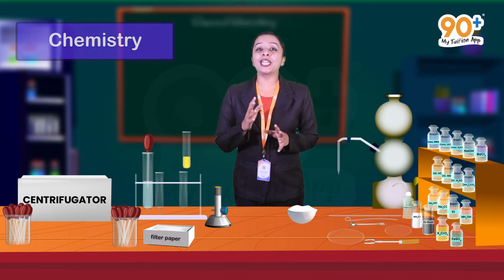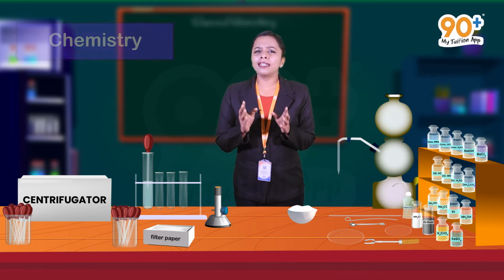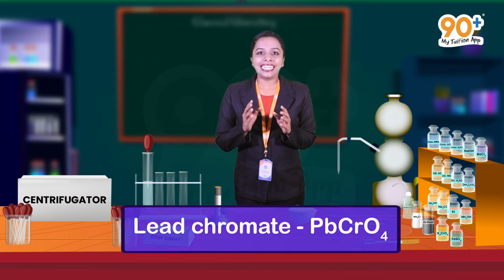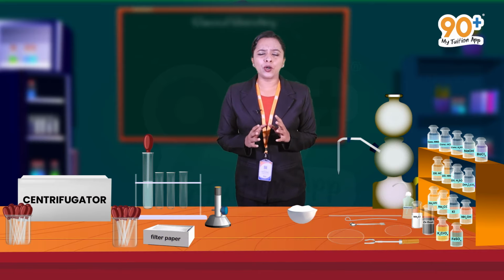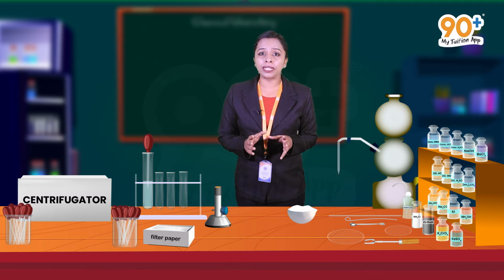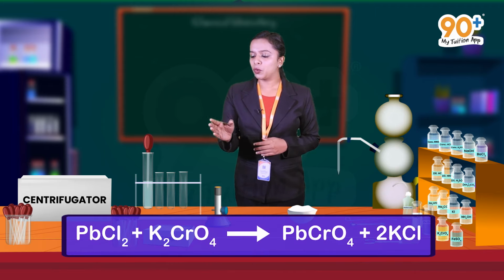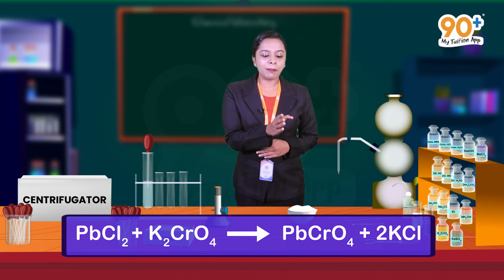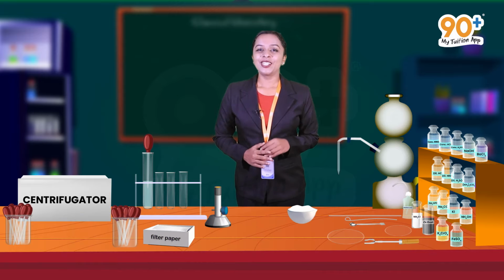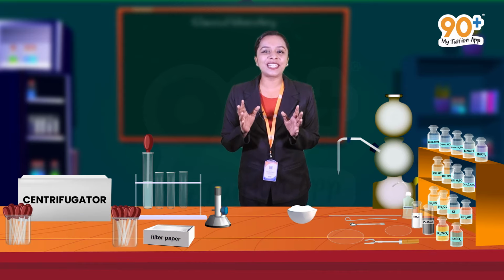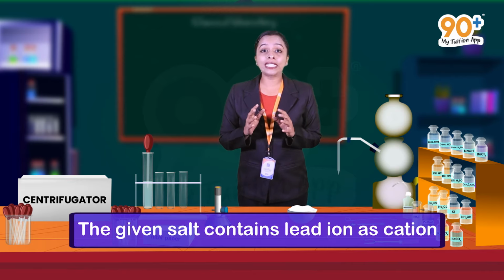Now let's discuss the chemistry behind this reaction. Here the yellow precipitate formed is lead chromate. The lead ion present in the given salt will react with potassium chromate to form lead chromate. And the chemical equation is PbCl2 plus K2CrO4 gives PbCrO4 plus 2KCl. So we have identified the cation present in the given salt. The given salt contains lead ion as the cation.